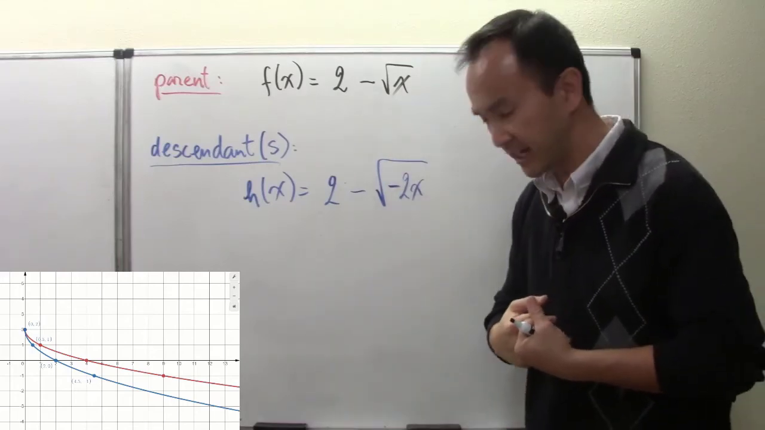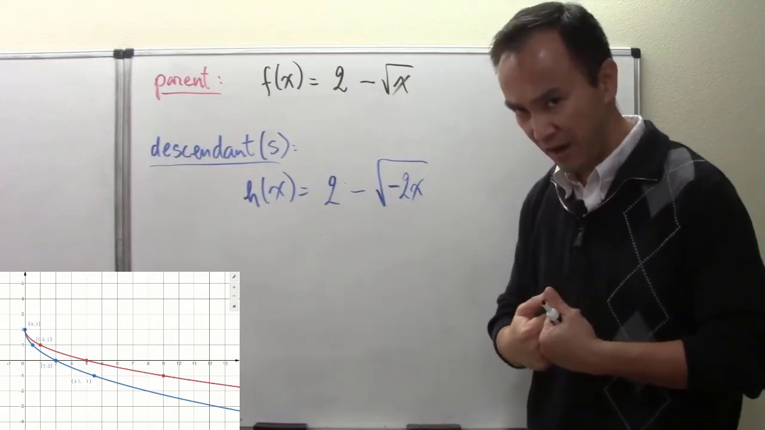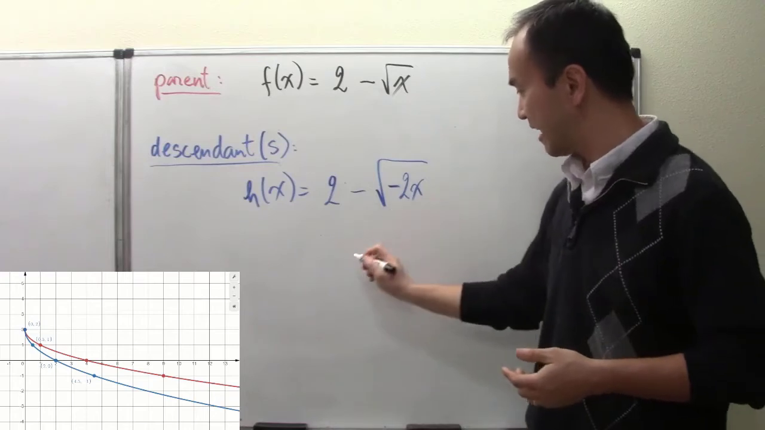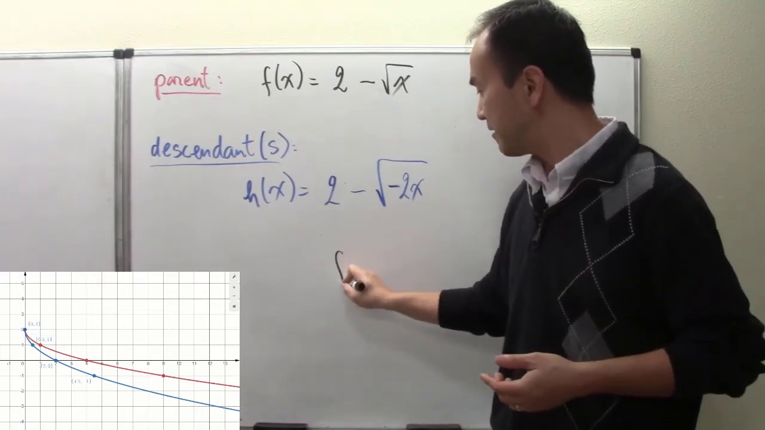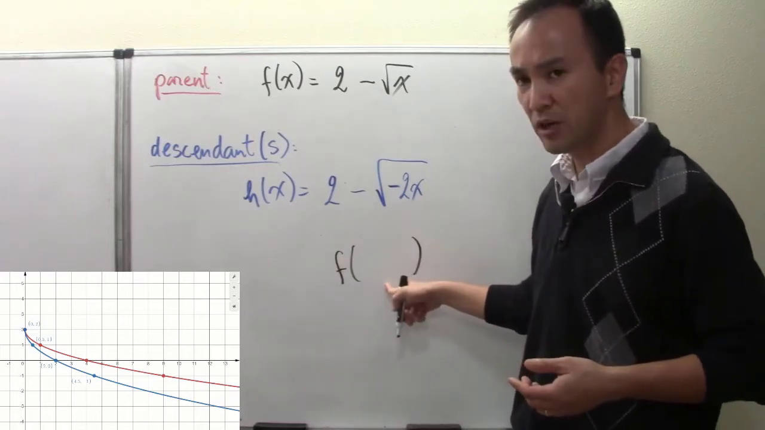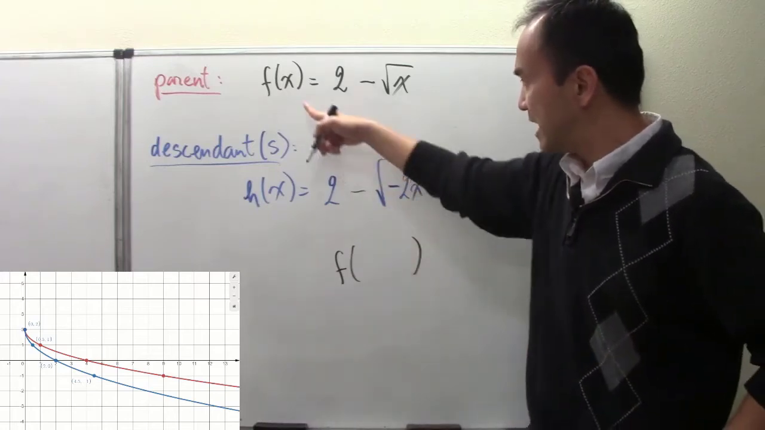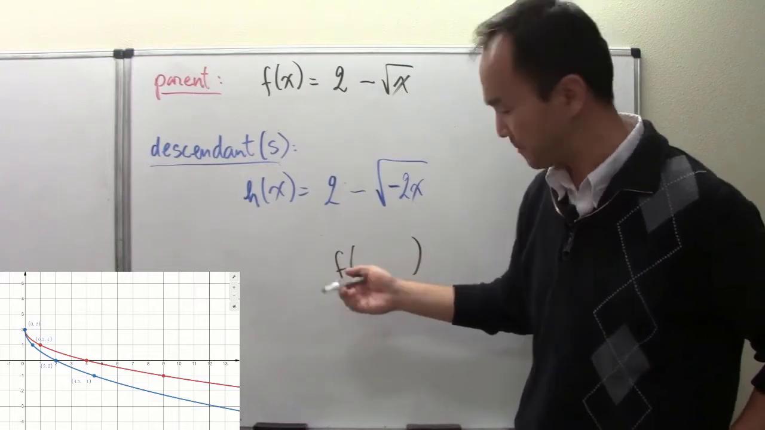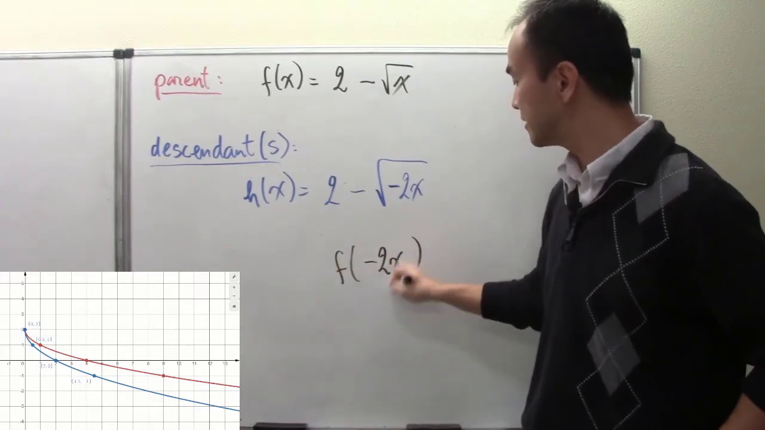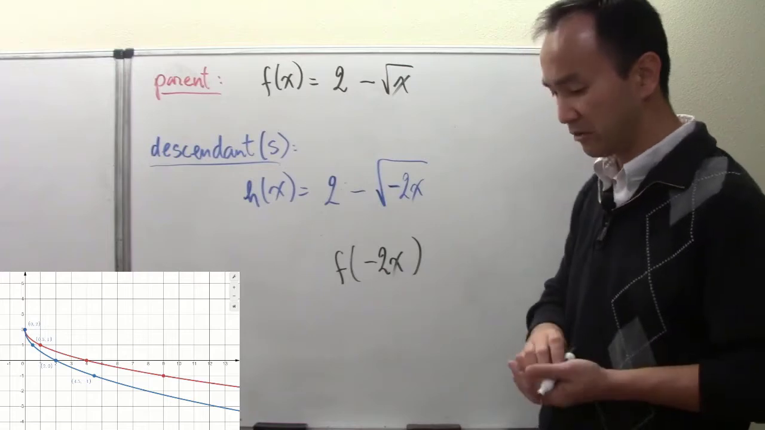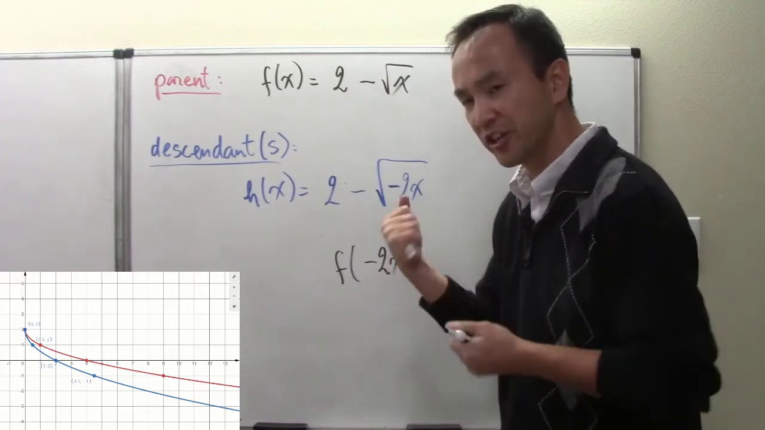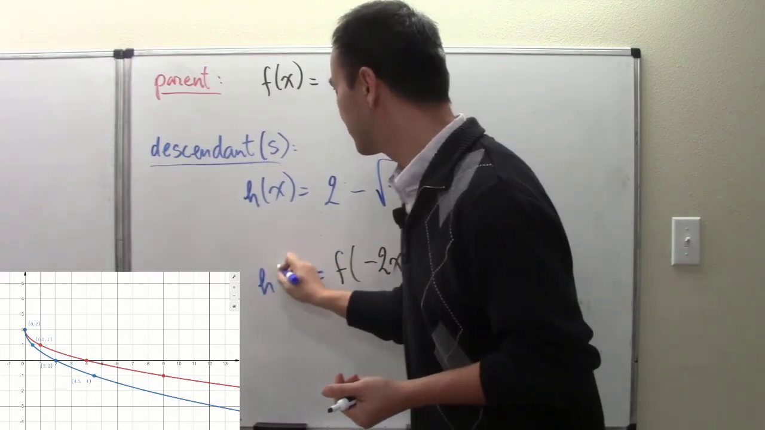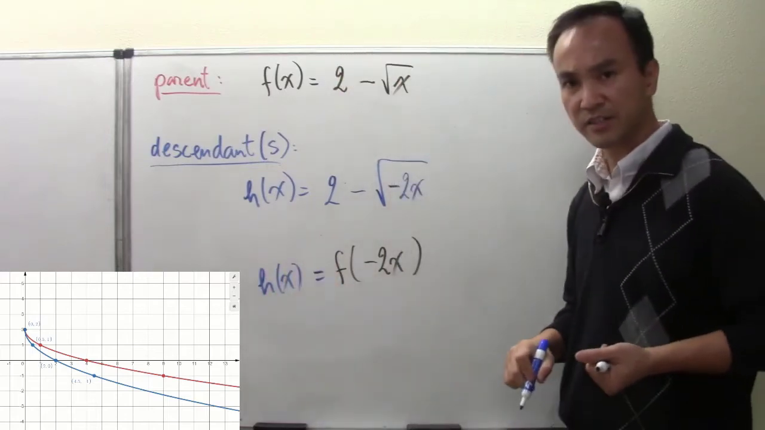As I said again, if you have reviewed your composition of functions thoroughly, this is how you recognize it. This is the parent function, but instead of taking the usual input x, it's taking an advanced input, an expression, minus 2x. That's what I recognize about our descendant function here, g of x, I mean h of x.